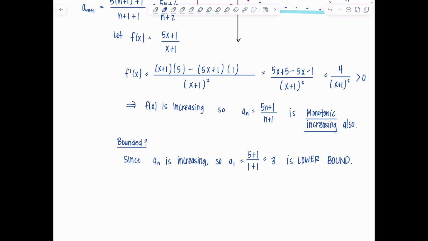2 could also be a lower bound. 1 could also be a lower bound. But we're being more precise when we don't bottom it out more than necessary. When we give the greatest lower bound, we're being more precise.